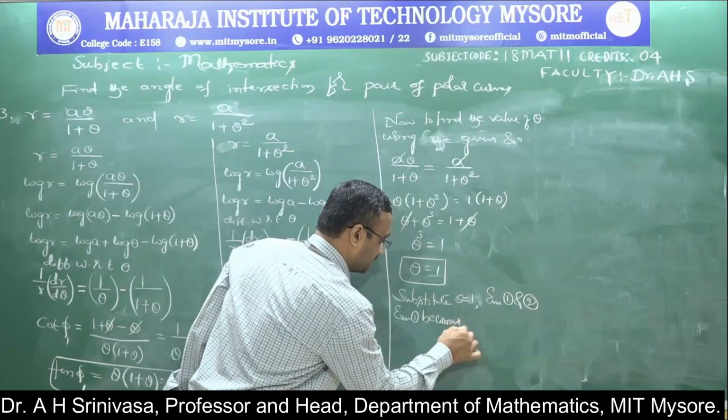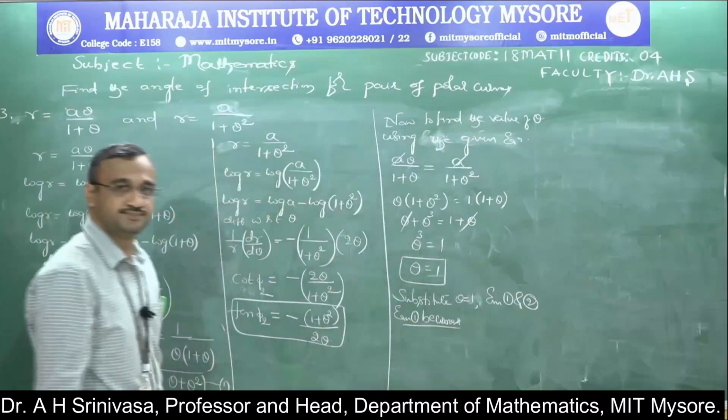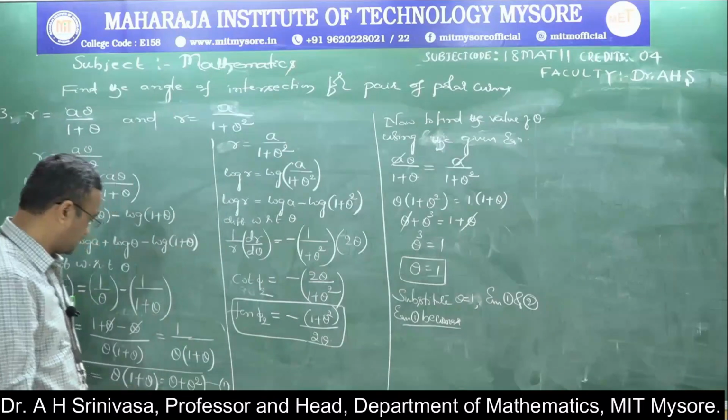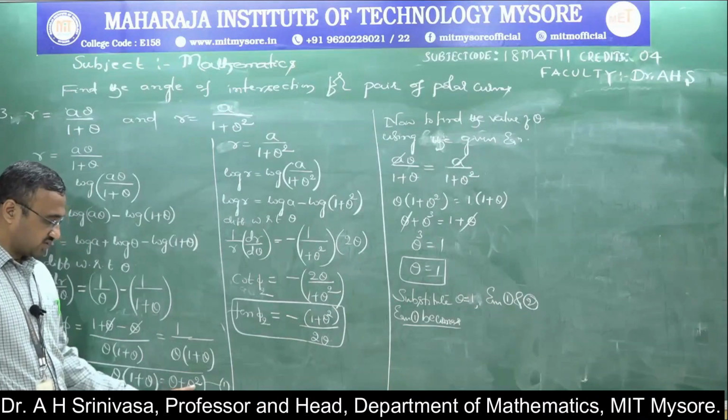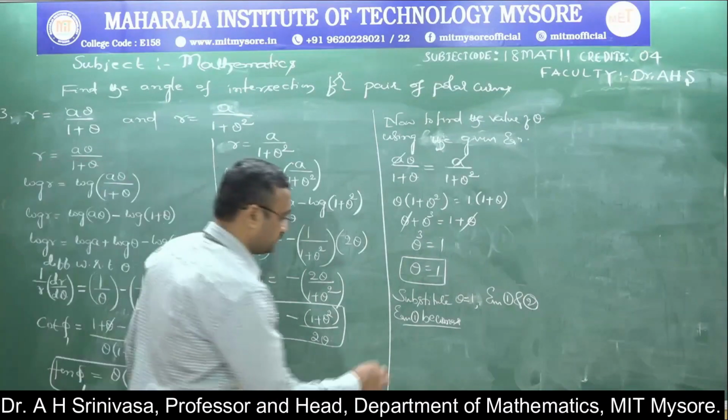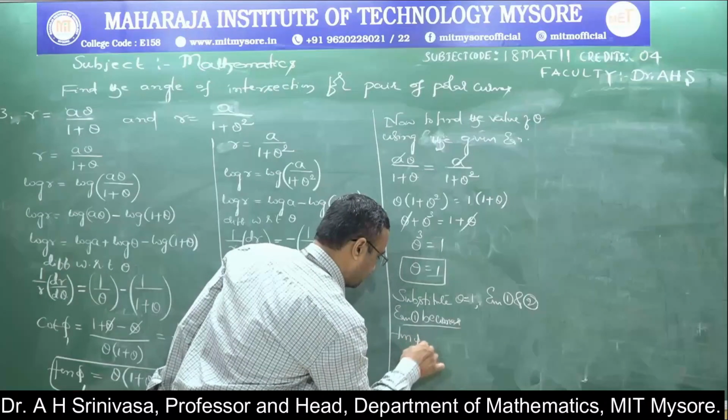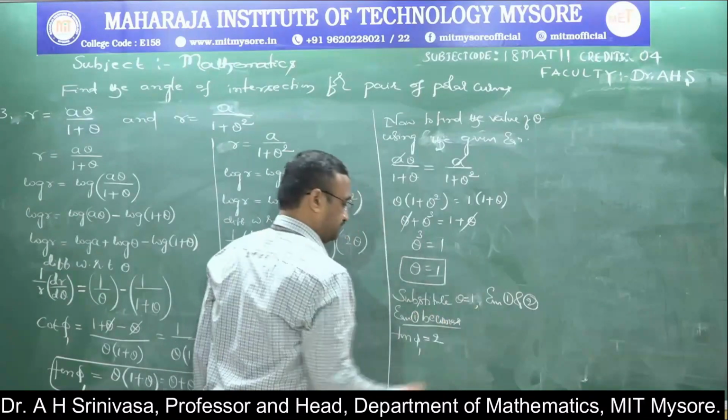Now check it here. What happens if equation 1 becomes, in place of theta, I put 1 here? So theta is 1, plus 1 square, they become 2. Our tan phi 1 value is 2.